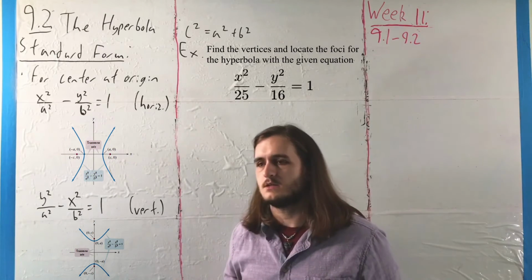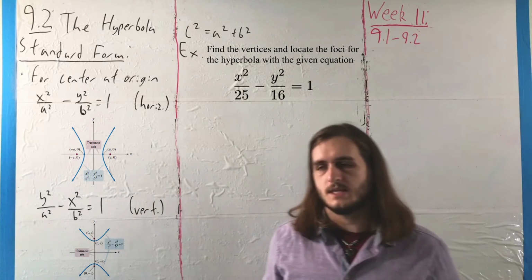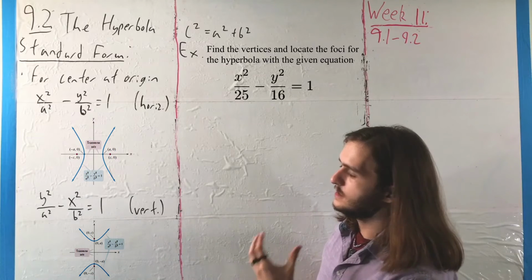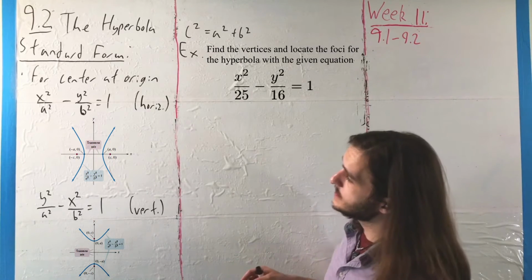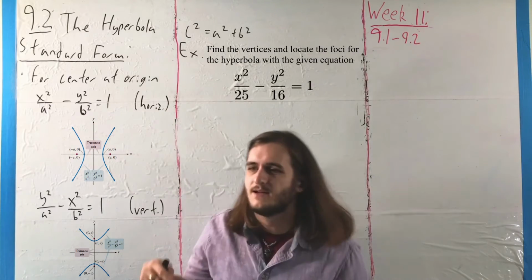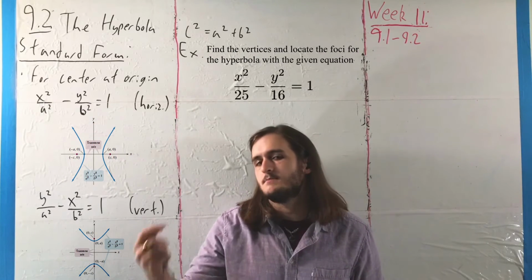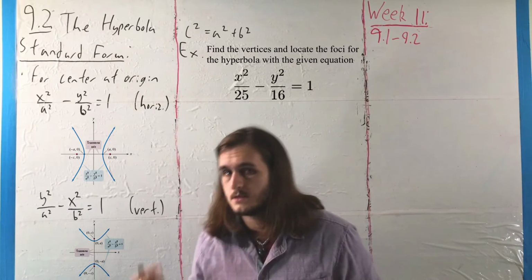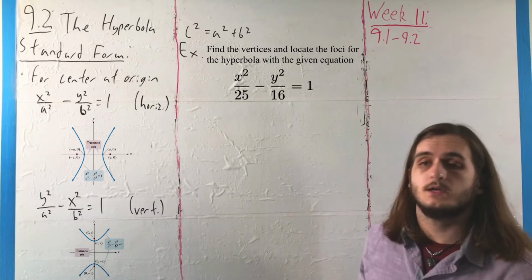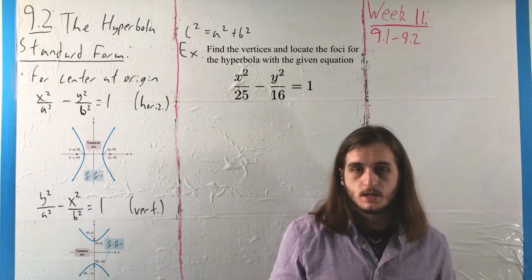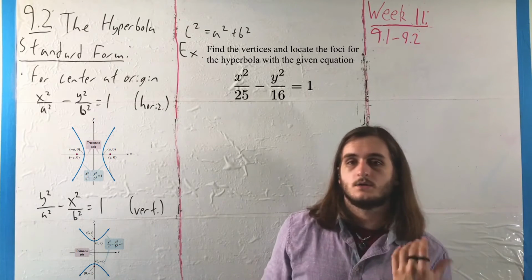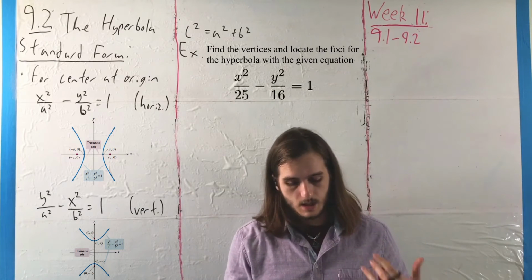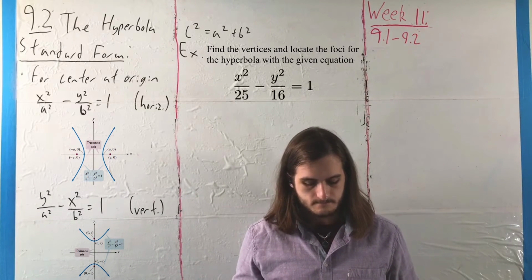Sometimes you'll get them written in the opposite direction, but the standard form always has the positive one first and the negative one second. In this case, we don't always have that a is bigger than b, because a and b don't have that same kind of relationship that they did for ellipses. However, noticing that we have x first, that means we're going to be looking at this in terms of horizontal openings, in terms of horizontal positions for the vertices and the foci.